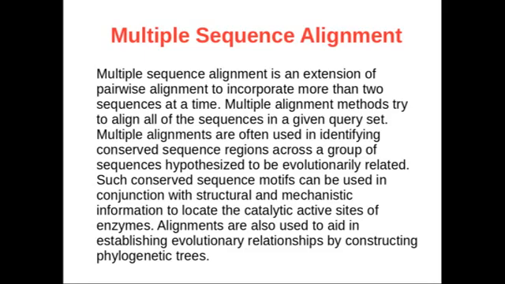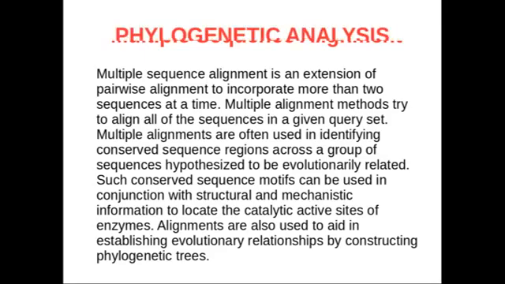Alignments are also used to aid the establishment of evolutionary relationships by constructing phylogenetic trees. So we're talking about understanding shared ancestors, like different organisms coming from the same ancestors. Maybe you have a lot of sequences and you want to check which ones are highly related in terms of evolutionary relationship, that maybe they share the same ancestors, the same percentage of similarities, and a lot of things.